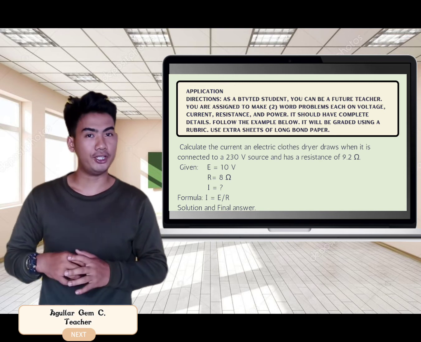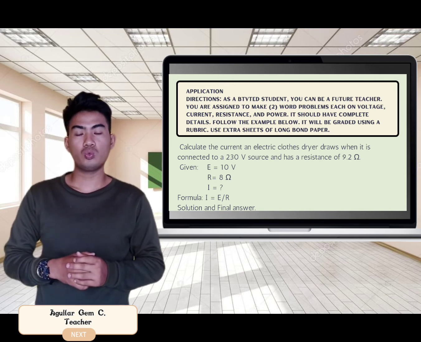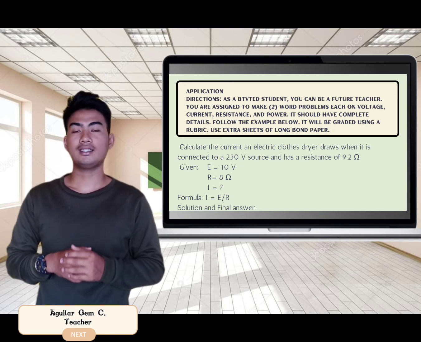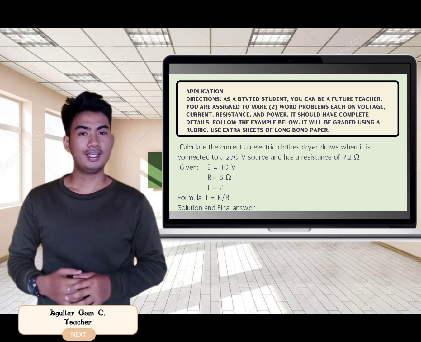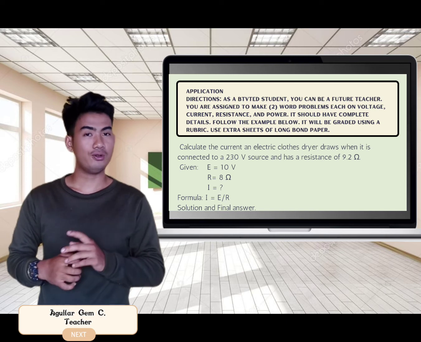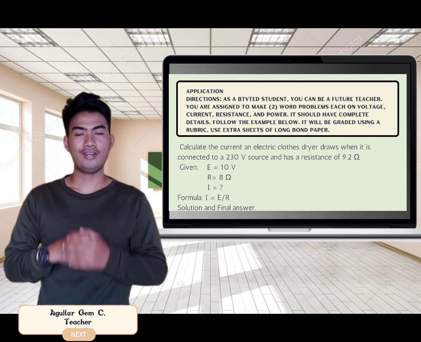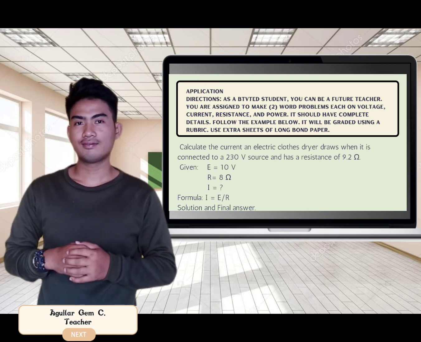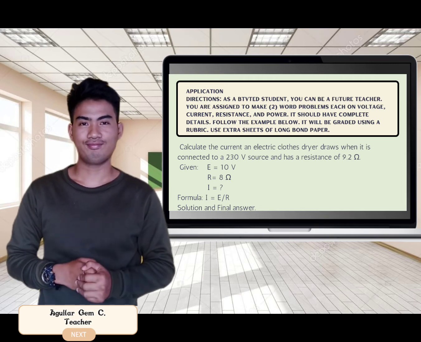So this is the example. Calculate the current an electric clothes dryer draws when it is connected to a 230 volt source and has a resistance of 9.2 ohm. So write the given, the formula, and the solution, and also the answer. So did you get it, class? Yes, sir. Are you ready? Yes, sir. Are you done, class? Yes, sir. Okay, so pass your activity to the front.